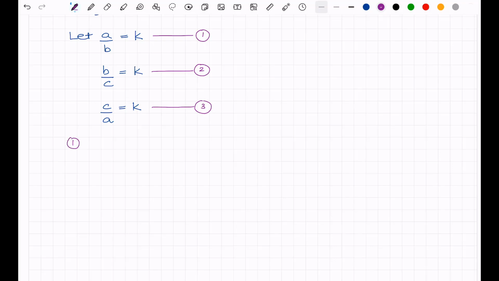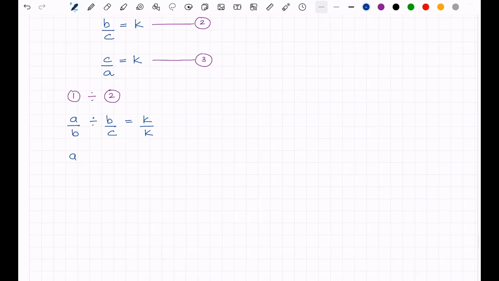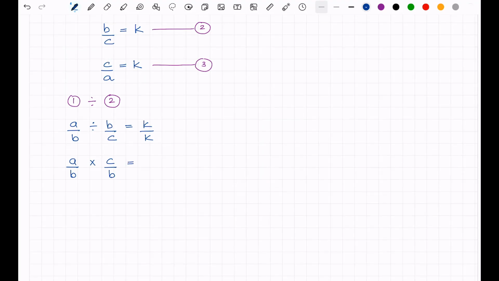So let's say equation 1 divided by equation 2. So if I start with the left-hand side, equation 1, the left-hand side was a over b, and that's going to be divided by b over c. And the right-hand sides will be k over k. So now if I clean this up, with the left-hand side, we're dividing one fraction by another. So we will keep the first fraction, we will flip the second fraction, and we will change from dividing to multiplying. And on the right-hand side, we've got k divided by k, which is 1.